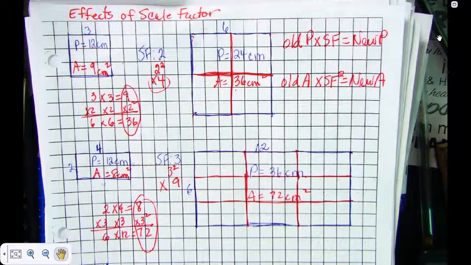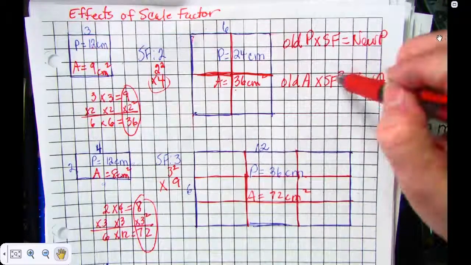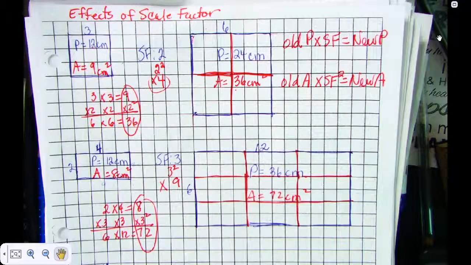And guys, what I'm trying to do, so you'll remember this, is that perimeter is one-dimensional. Area is two-dimensional. So if I'm doing area, I've got to square that scale factor.